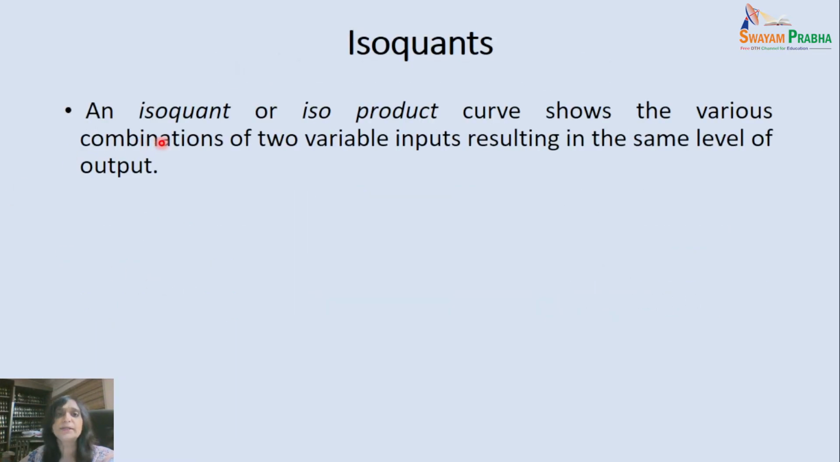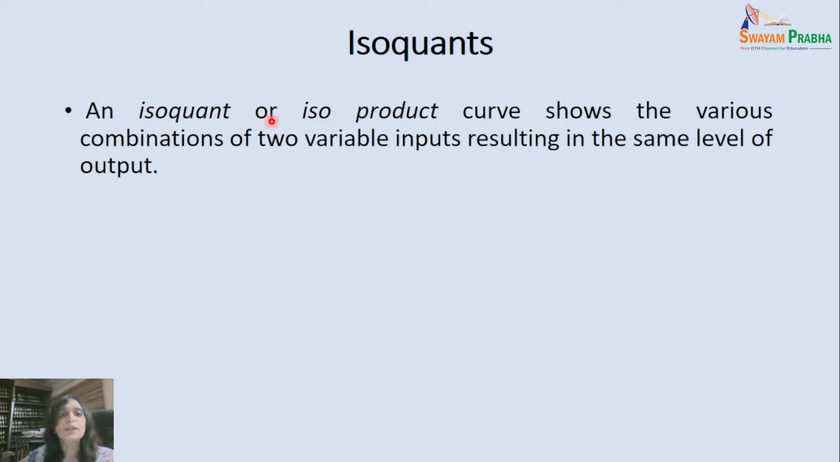An isoquant, also called an isoproduct or equal product curve, is very similar to the indifference curve which we did in the case of consumer behavior. So in layman's language, or in simpler terms, you can say that an isoquant is similar to the indifference curve of a producer. Iso basically means similar, equal, equal product curve.